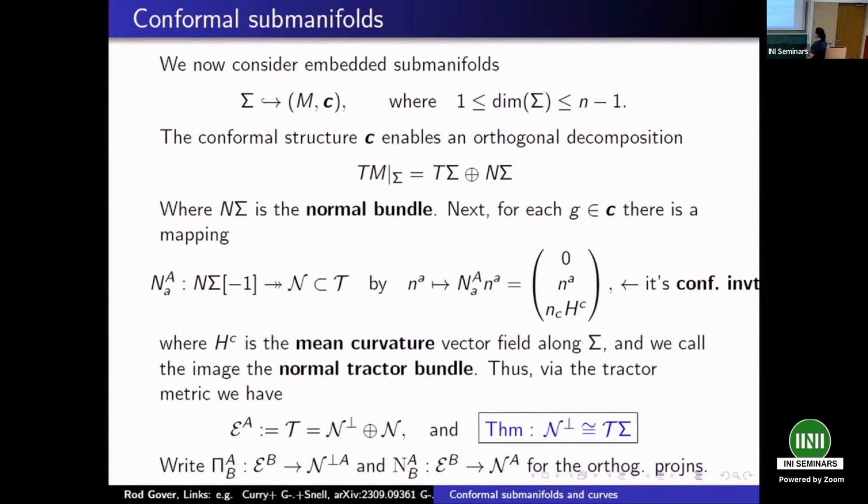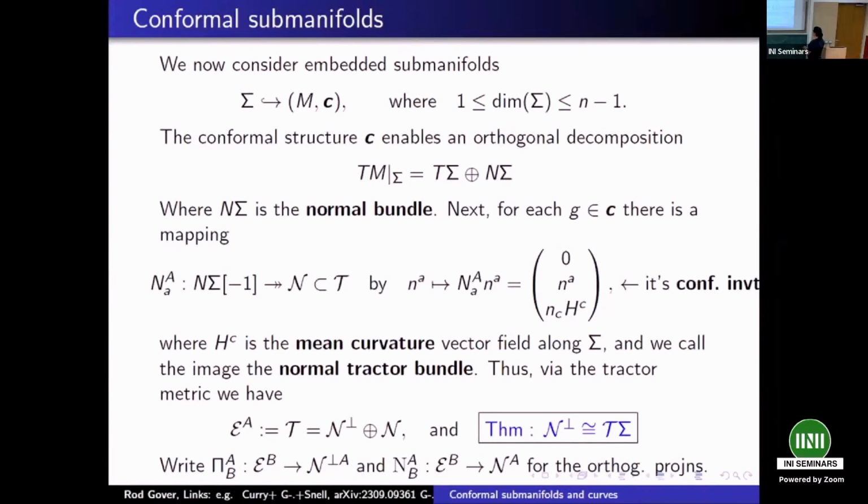Now, along a conformal submanifold, the ambient tangent bundle splits into the tangent bundle to the submanifold. And of course, because you have a conformal structure, you know what orthogonal means. So you get a direct orthogonal decomposition into the tangent bundle and what's called the normal bundle. This is the basics of submanifolds. Now, we would like a tractor version of that.